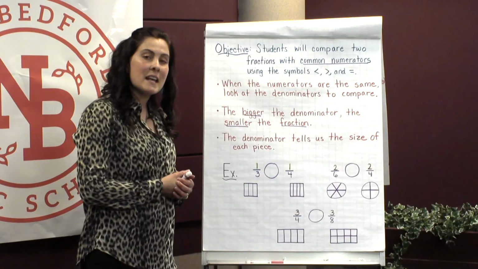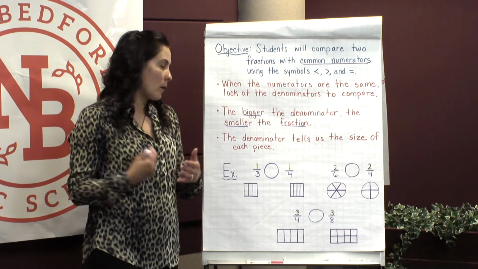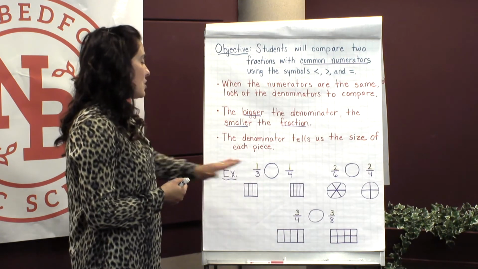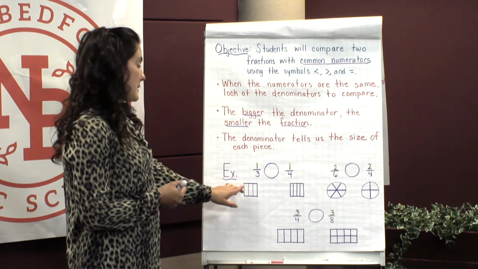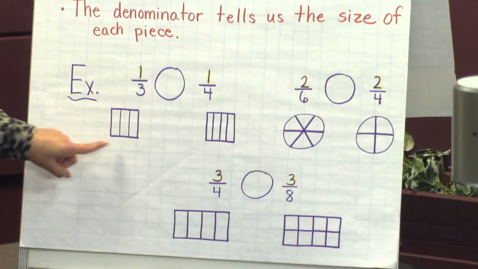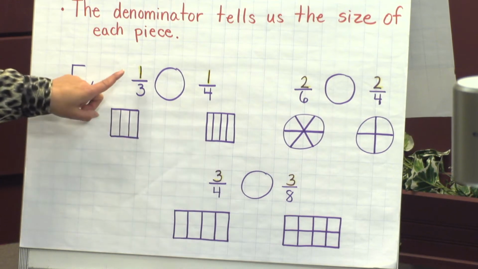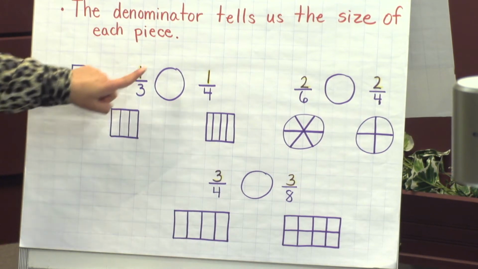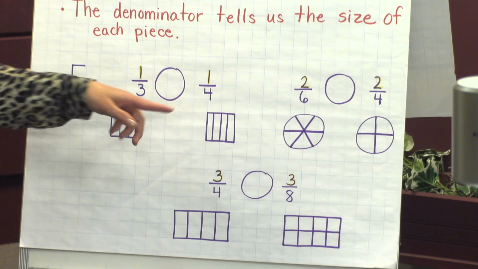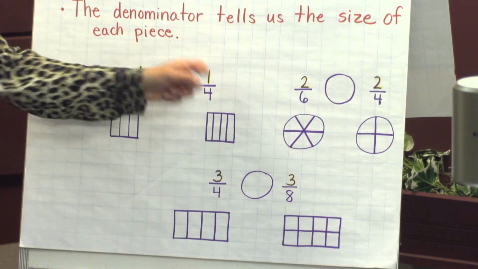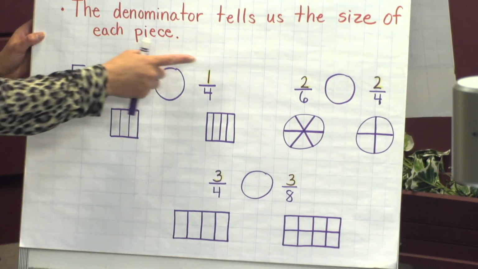Let's do some examples so that you can understand what I'm talking about. Let's look at the first one. We've got the same size whole. You'll see that the squares are the same. But here we have 1/3. Here we have 1/4. What's in common are the numerators. They both have 1 and 1.